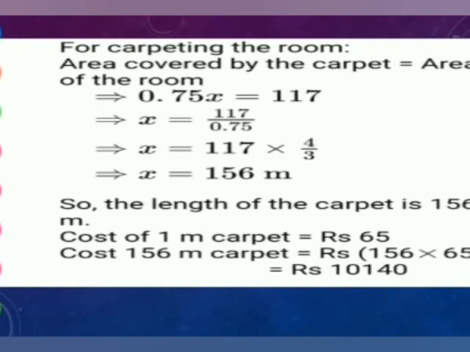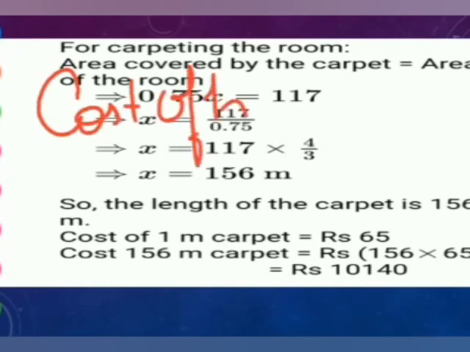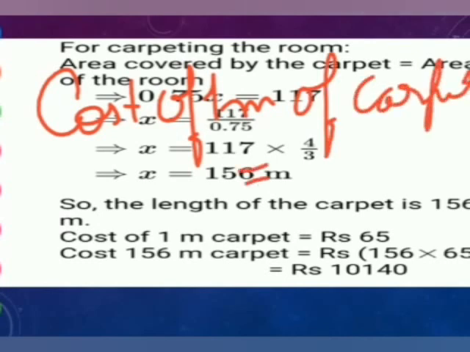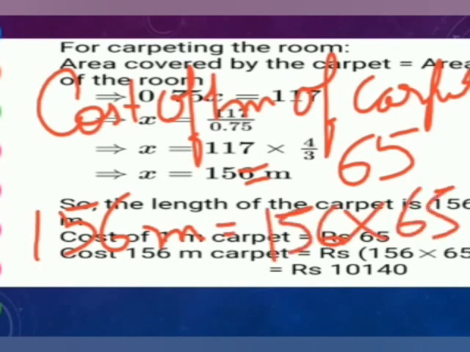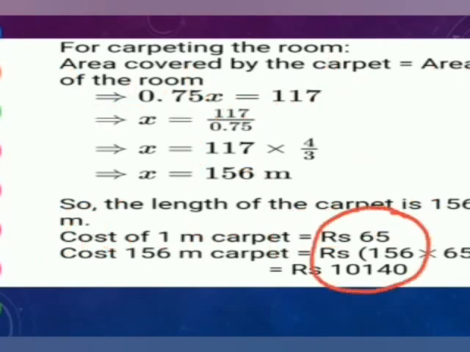Once we have calculated the length, in the question the cost of 1 meter of carpet is given here as rupees 65. So we have 156 meters of the carpet. So its cost will be equal to 156 multiplied by the rate 65. When you multiply, you will get the answer equal to 10,140. That means the cost of the carpet will be 10,140. So children, we have completed the chapter now.